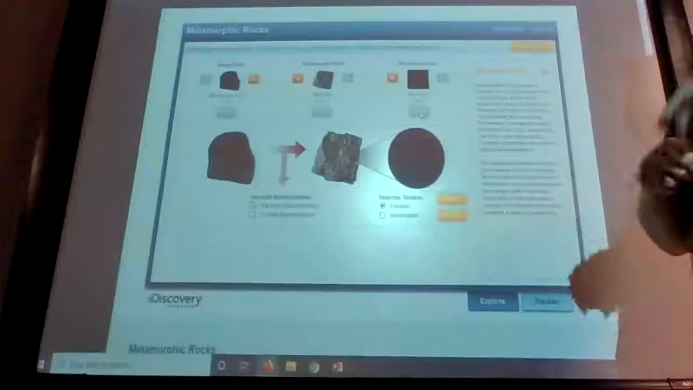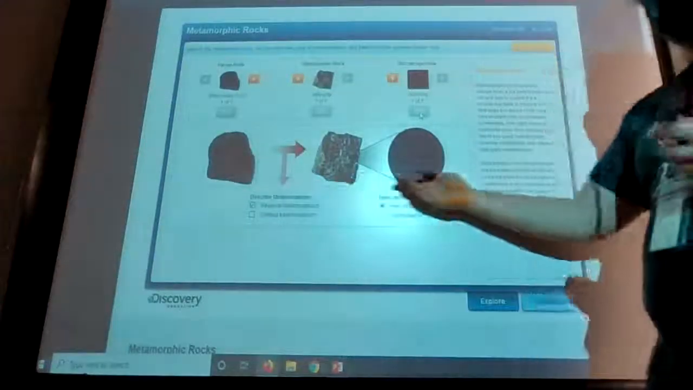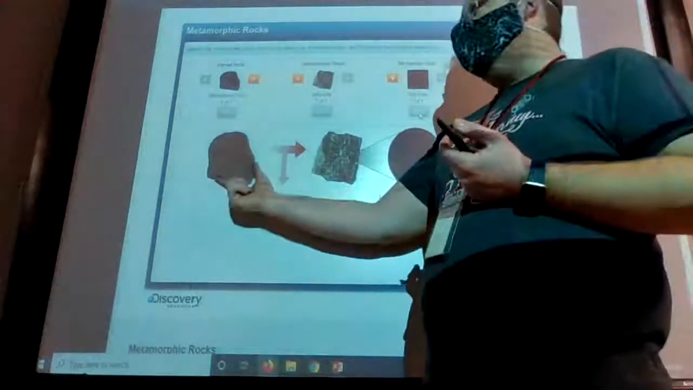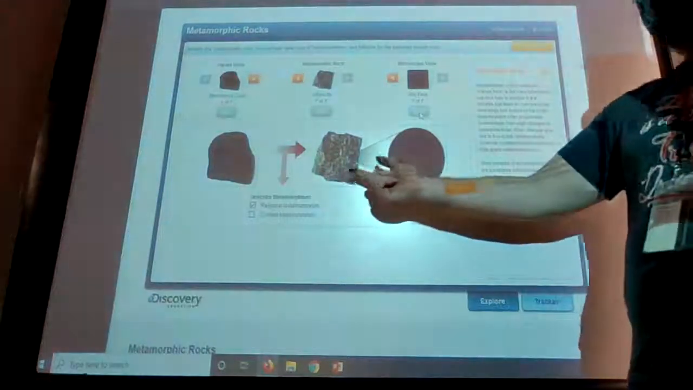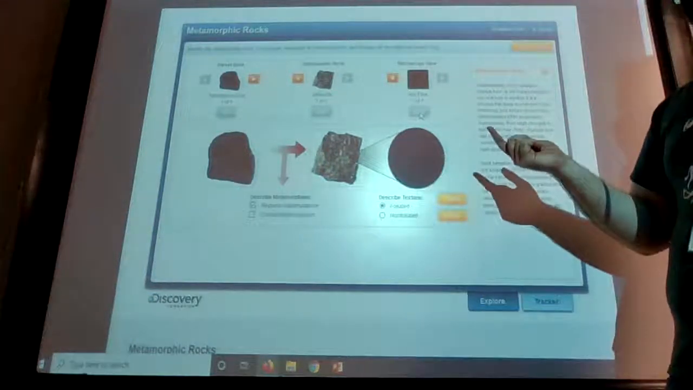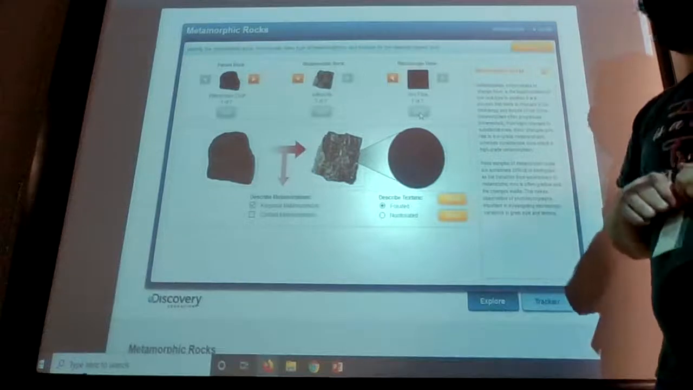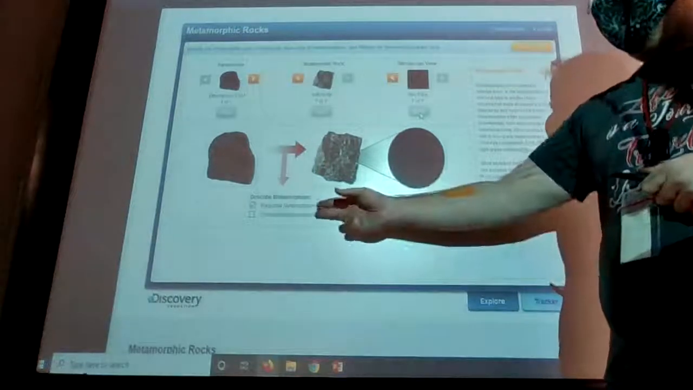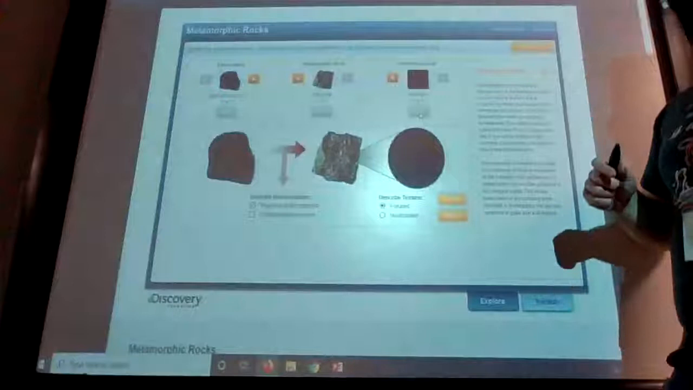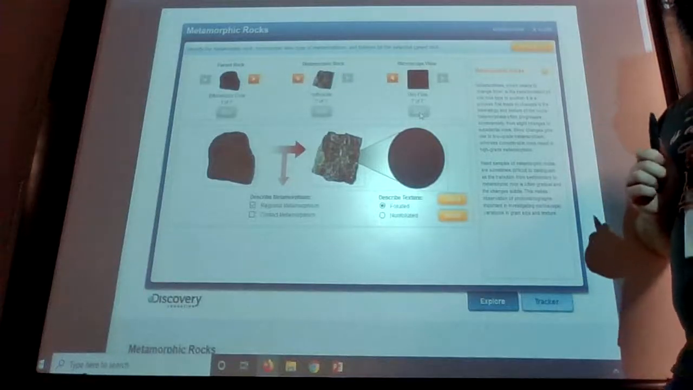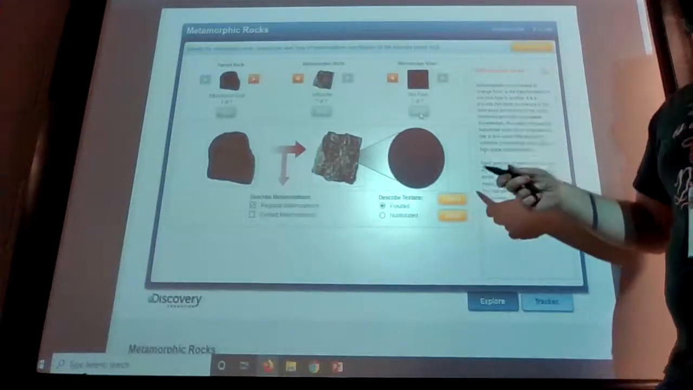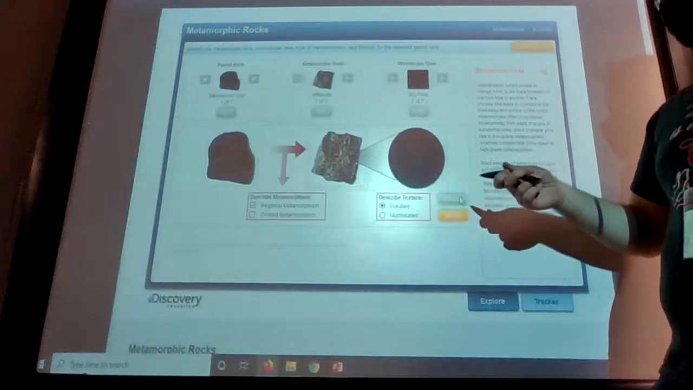So notice all my samples here are dark colored. I go from a black colored coal to an anthracite that's very black. And then I go in the microscopic view and it's all black and it's very fine. The only thing I'm unsure about is whether this is going to be regional or contact. I'm thinking regional because we find coal seams over very large places, but let's see.